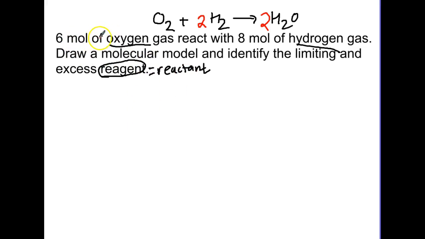Okay, so first I have 6 moles of oxygen gas. So I need to draw 6 moles of oxygen gas. So I need 1 atom of oxygen bonded to another atom of oxygen. And then I need 6 of those. So I'm going to cheat because I'm on the computer, and I'm just going to copy paste 2, 3, 4, 5, and 6.